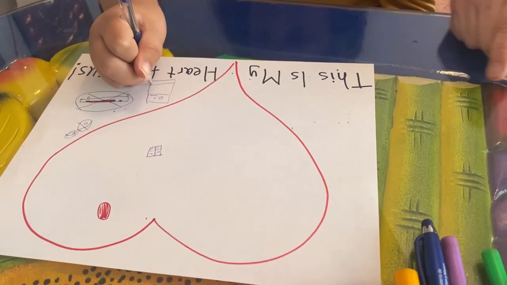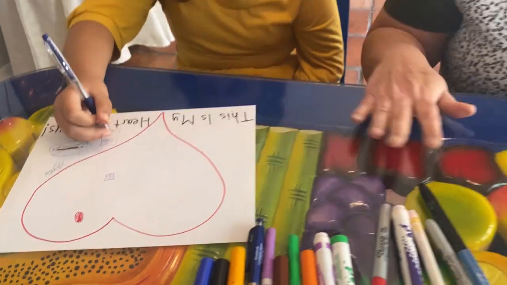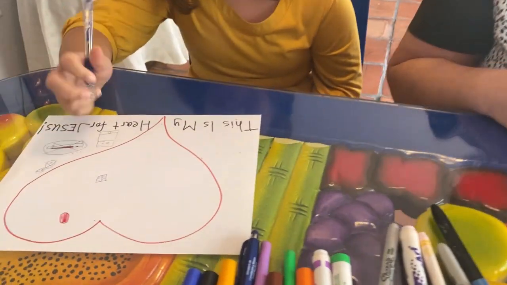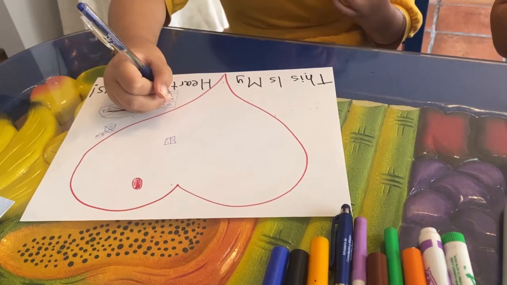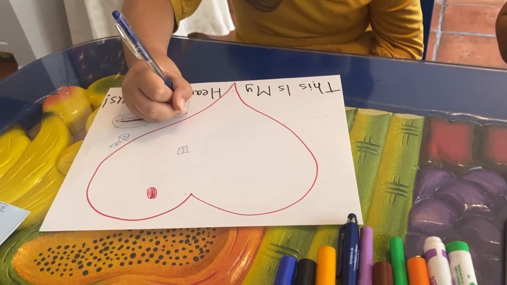And can you tell me what you're drawing? Oh, that's the phone. I see, you're looking at what your phone looks like and trying to draw a good picture.